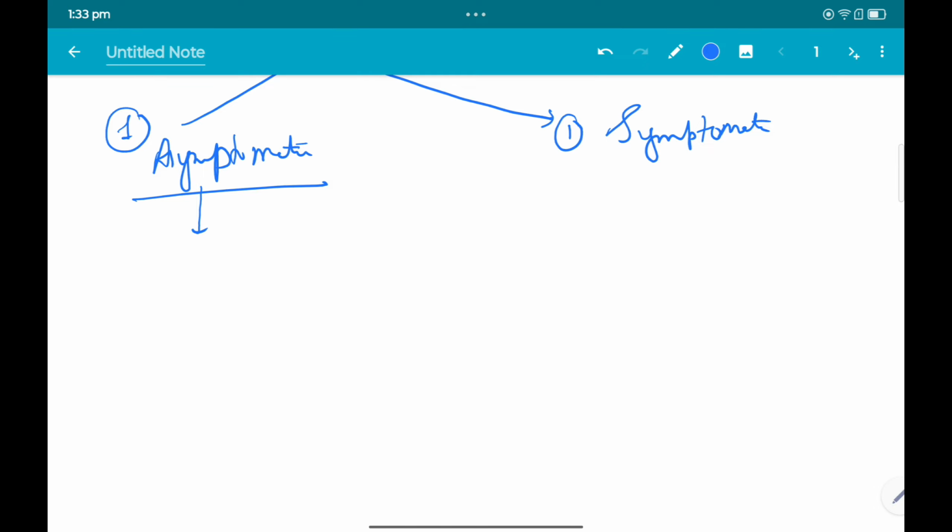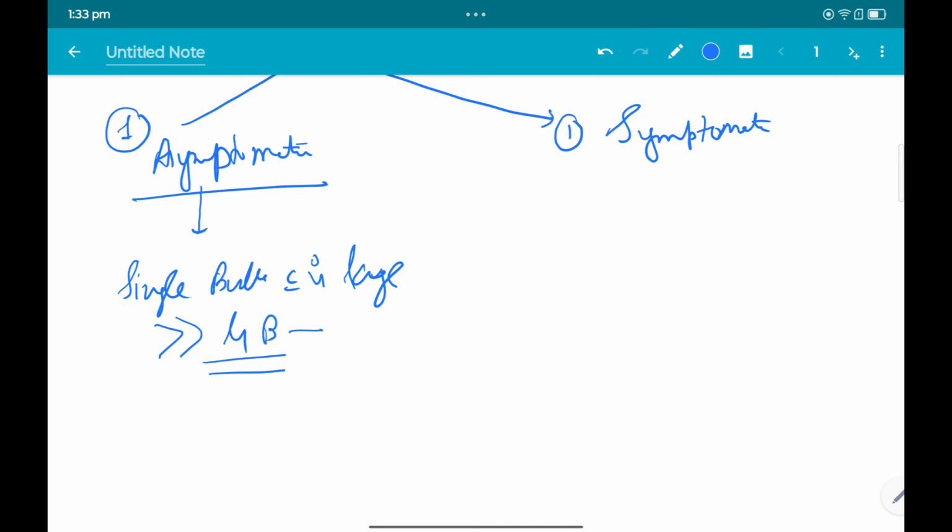In one condition we can, when there is a single bulla which is large. Large means giant bulla. Giant bulla means covering more than 1/3 of the hemithorax.